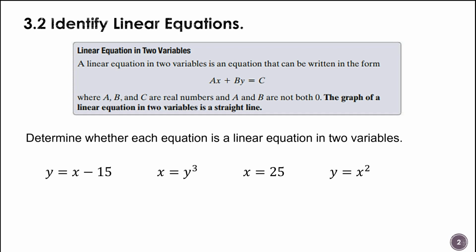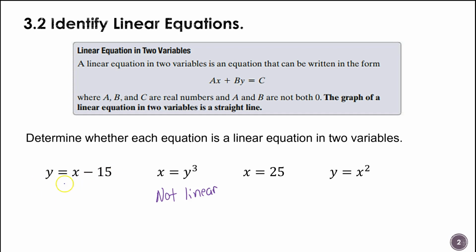Well, first we have to talk about linear equations. An equation is linear if it can be written in the form ax plus by equals c. There can't be any exponents on the y or the x except 1, and when there's nothing, that means there's 1. So if it's an equation like x equals y to the third, this one is not linear, because it has an exponent of 3 on the y.